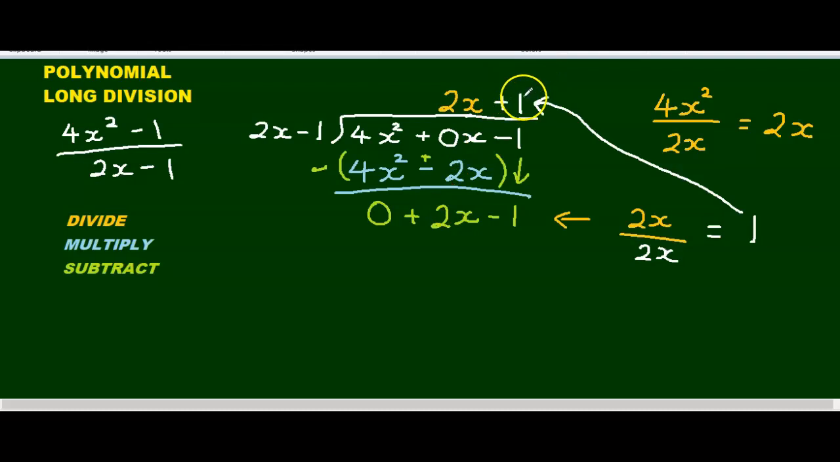Now I'm going to multiply again. So I'm going to take 1 times 2x gives me 2x. 1 times negative 1 gives me negative 1. I'm going to subtract. And in this case, that becomes a minus and that becomes a plus. And in this case, it turns out that there is no remainder. So our answer is 2x plus 1.